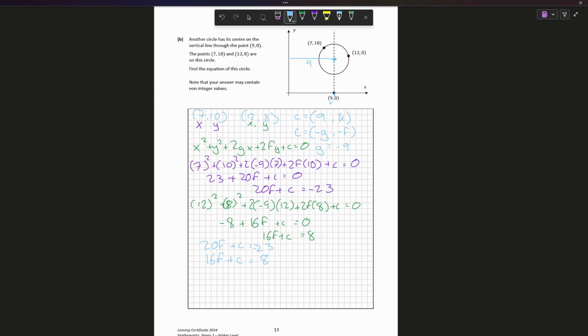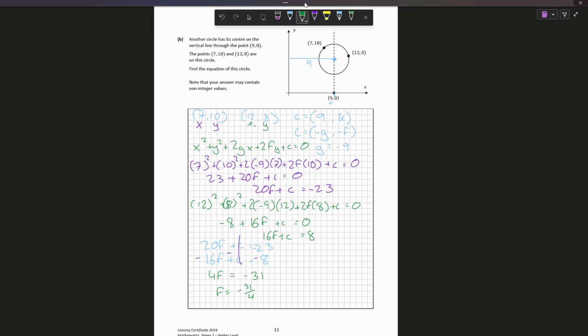So now it's actually very easy because the c's, as you can see, are just there. So we don't have a 2c or anything, nothing to multiply. I'm just going to make one of these minus, minus, minus. So now the c's will cancel. We're left with 20 minus 16 is 4. So 4f equals minus 23 minus 8, which is minus 31, I believe. So f equals minus 31 over 4. You can get the decimal if you want. I will not be doing that because I don't want to.